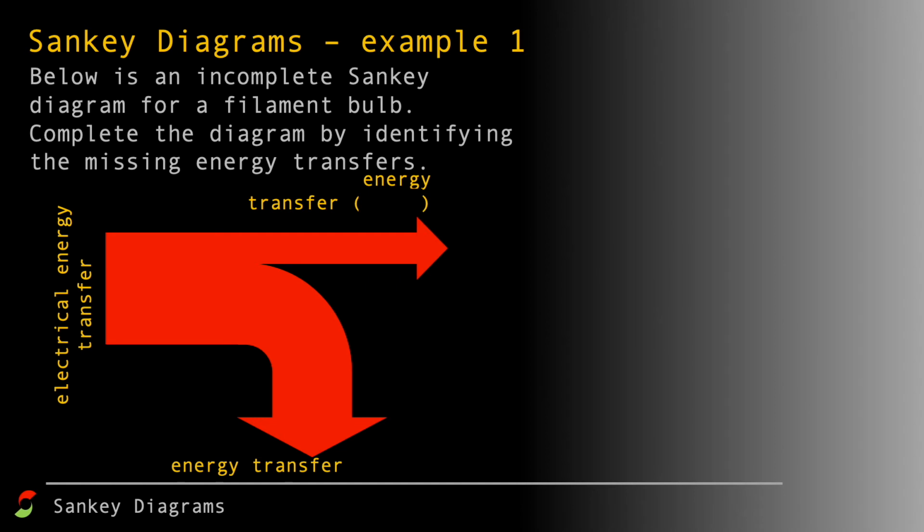And then what is the useful energy coming out? Well, we'd call that radiation energy transfer, or we could say light energy. So that's being transferred usefully from the light bulb. Then the wasted energy down at the bottom is going to be a thermal energy transfer. Remember, that would be to the surroundings, and it would be dissipated to the surroundings.